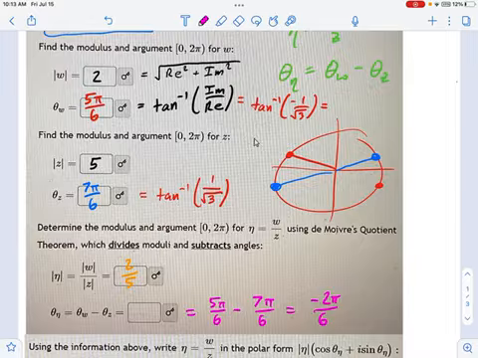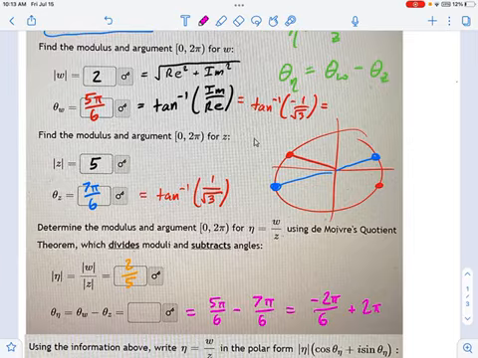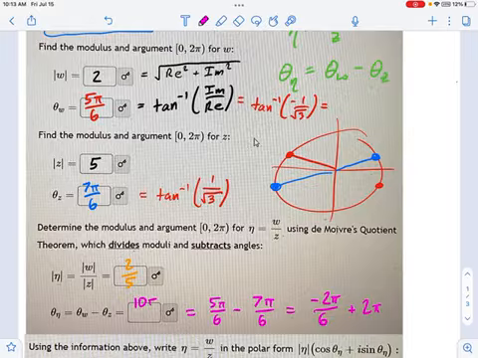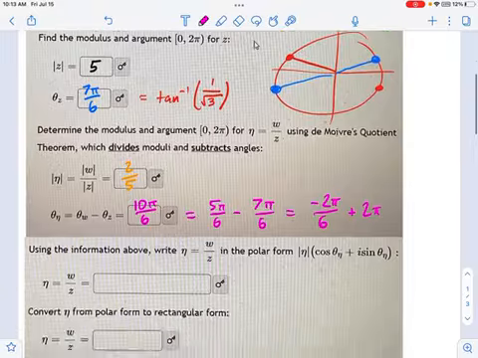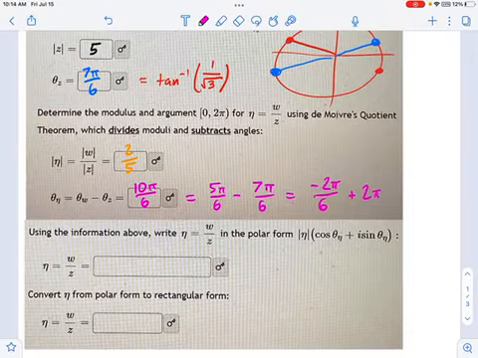So what we have to do here is add 2 pi to this whole thing. I guess I will need some common denominators. Negative 2 pi over 6 is the same as 10 pi over 6. Okay, so that is going to be 10 pi over 6, which you can simplify to 5 pi over 3 if you like. And now the only thing left to do is write everything in polar form.